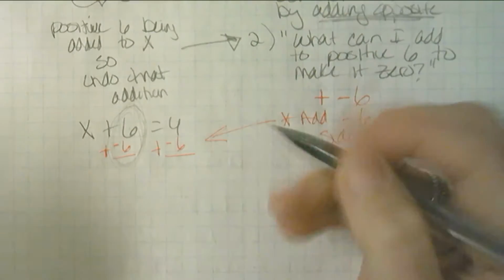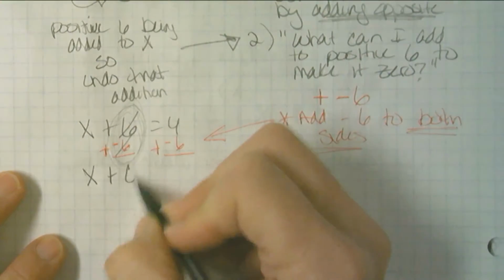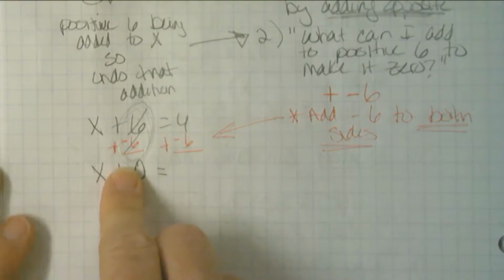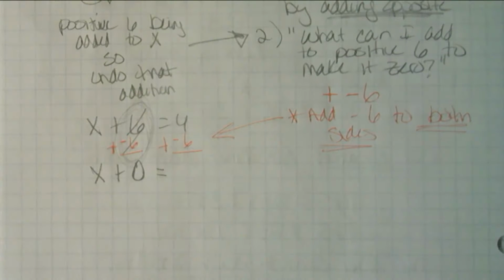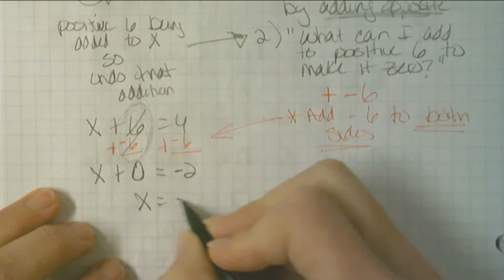Okay, so when I do this, I get x plus, well, 6 plus negative 6 is 0, so I know I did that right, equals. I want to see that, x plus 0 equals. What is 4 plus a negative 6? Jacob? Negative 2. So x equals negative 2.